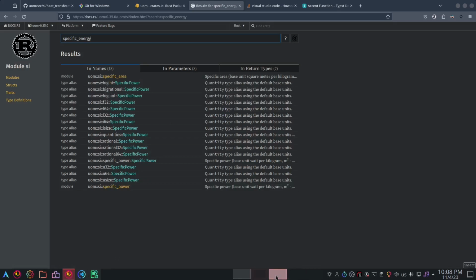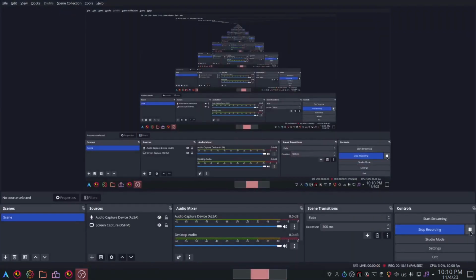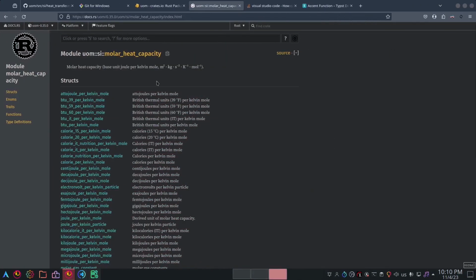Okay, let me find it for you and then I'll show it to you. All right, after some searching, I found something suitable. It's called molar heat capacity. Okay, it's a calorie per Kelvin mole, or energy per Kelvin per mole.